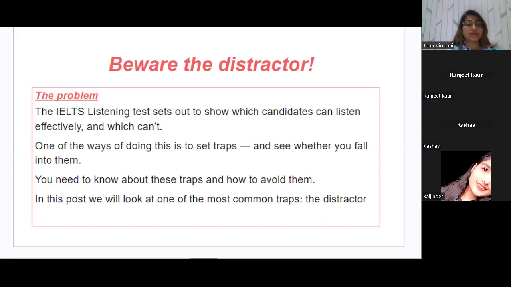Now, listen to me carefully. Please mute yourself. If your audio has a speaker saying, please schedule my appointment for Monday morning, 8 a.m. Oh, sorry, I'm busy on this Monday morning. Can you do it on Tuesday morning, 8 a.m.? So, Monday morning is a distractor. Tuesday is the correct answer. Got it?